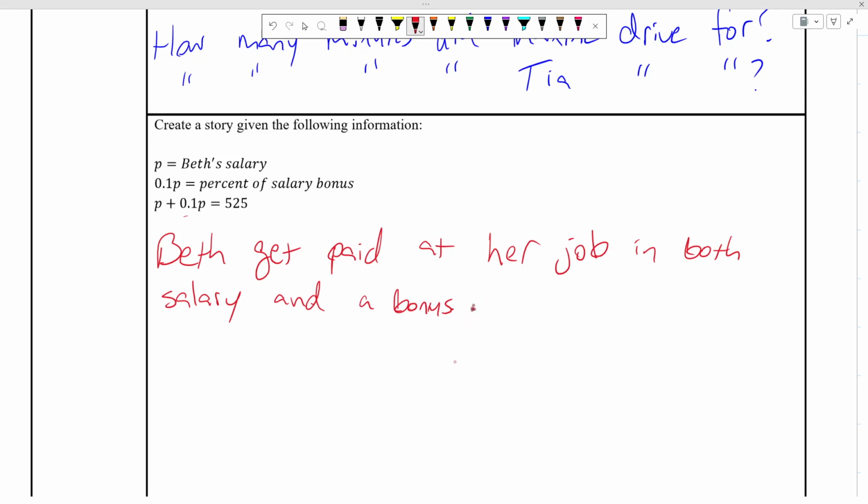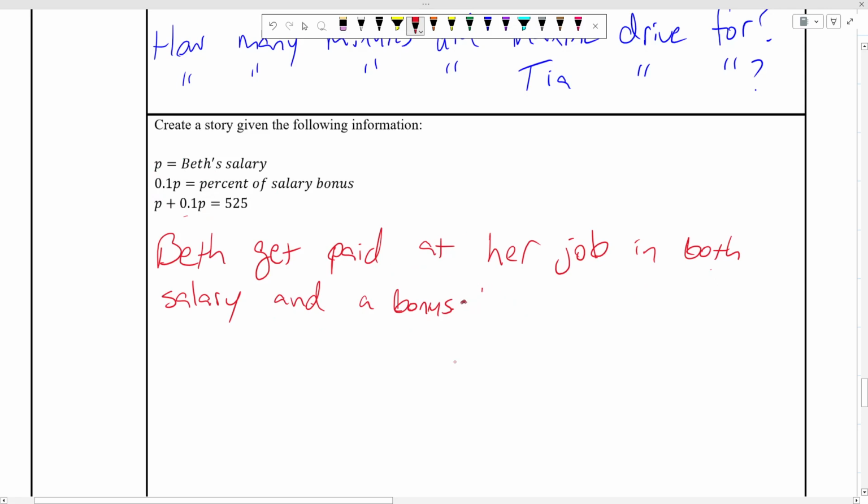So her bonus, let's talk about her bonus for a second. Actually, let's look at this here for a second. She gets paid at her job in both, keyword here, both salary and bonus. You can see from this equation that we have a plus sign between two different things, right? A P and then this. And as we saw, this is salary and this here is bonus. That makes sense the way we've worded it here. Perfect.